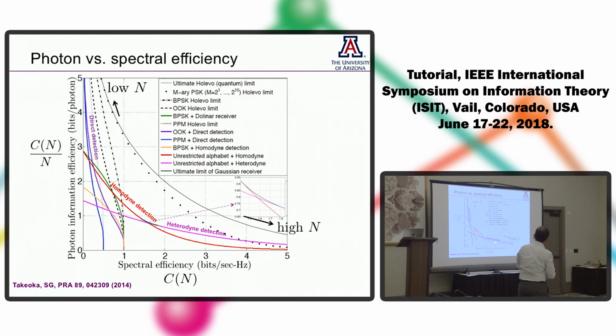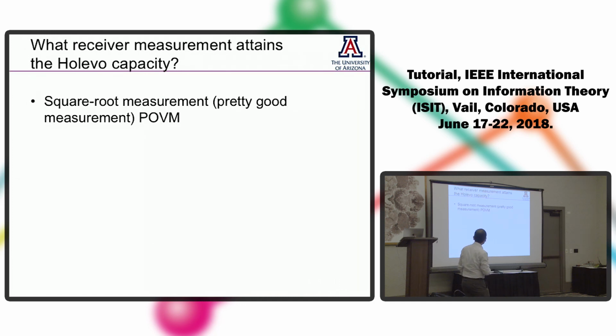Heterodyne detection wins over here. Homodyne sort of wins over in the middle. This green line is the Dolinar receiver. And this is direct detection, photon counting. And these are the only three standard optical receivers. And as you see, there's a gap between this and the Holevo limit. So all the other black lines we are not going to talk about in this lecture today.